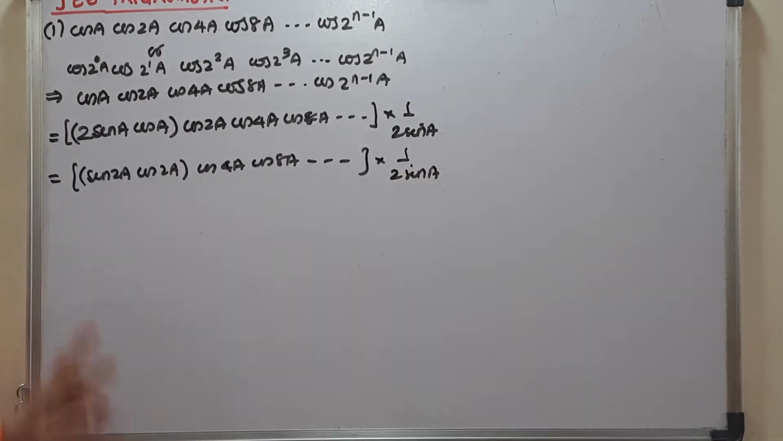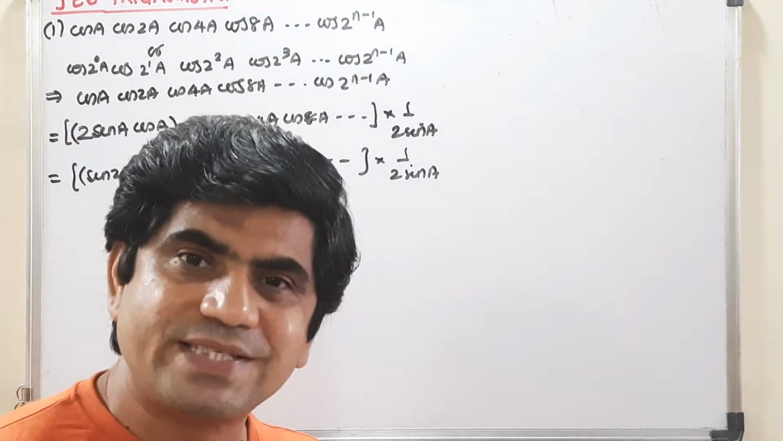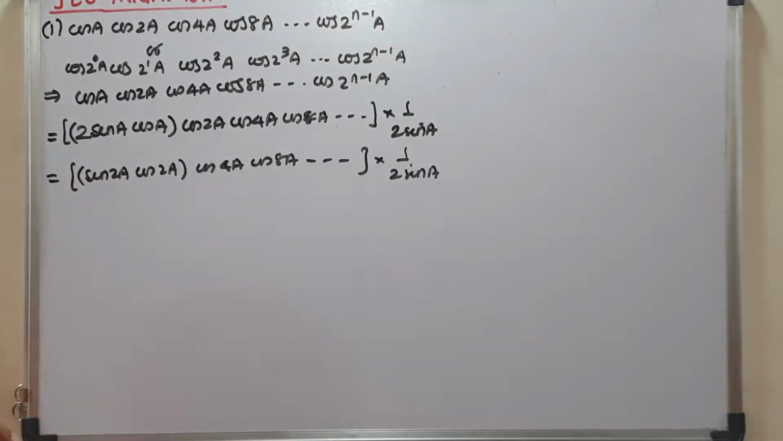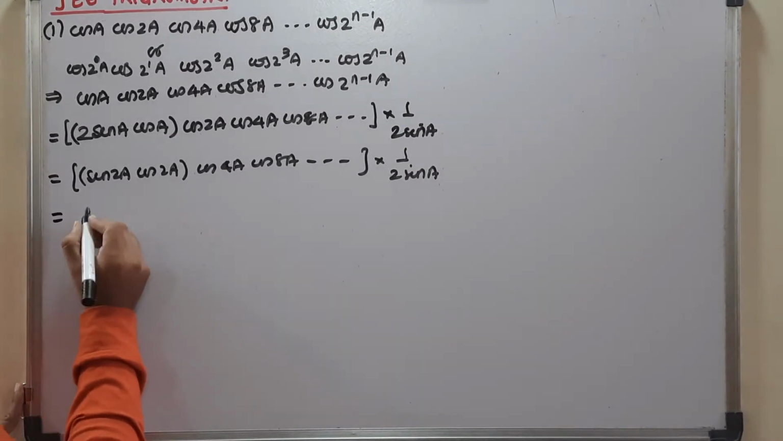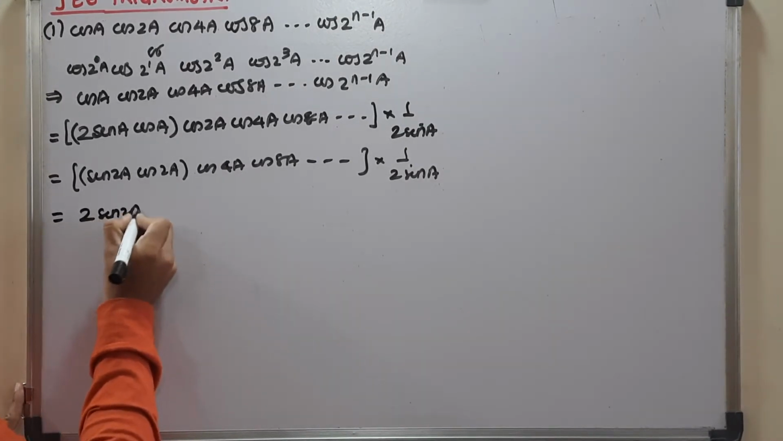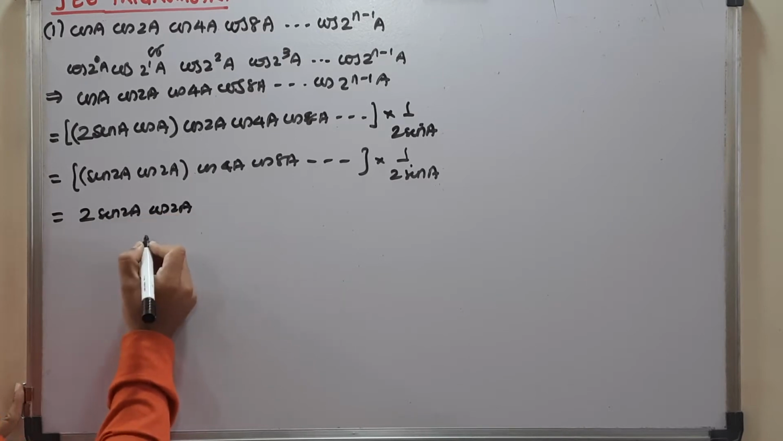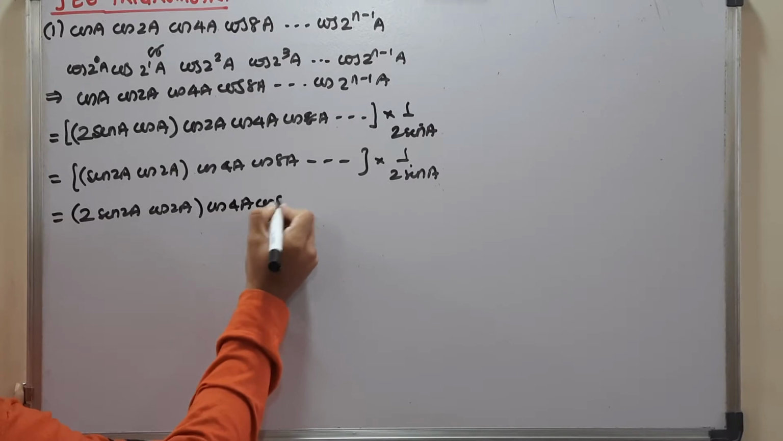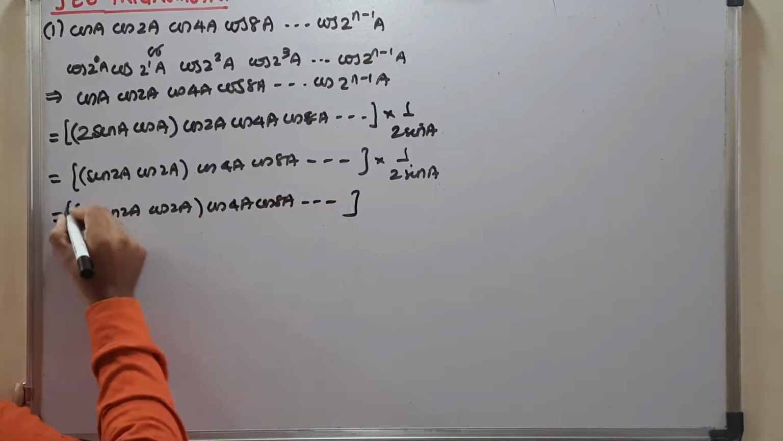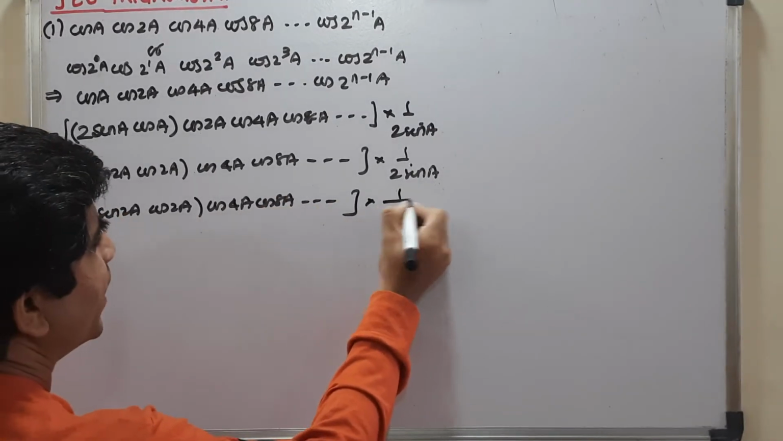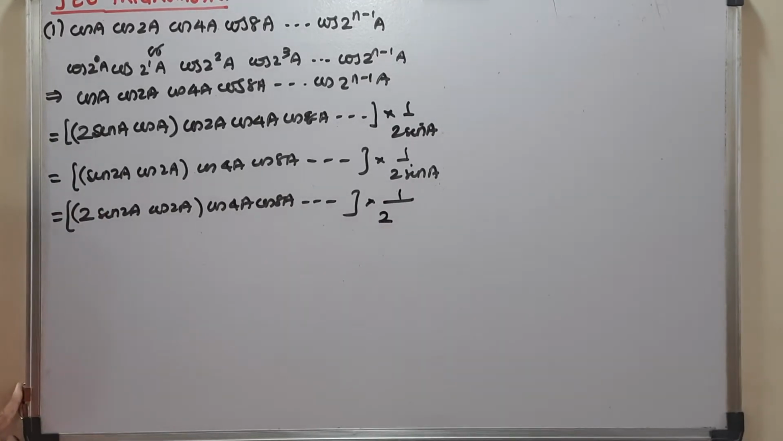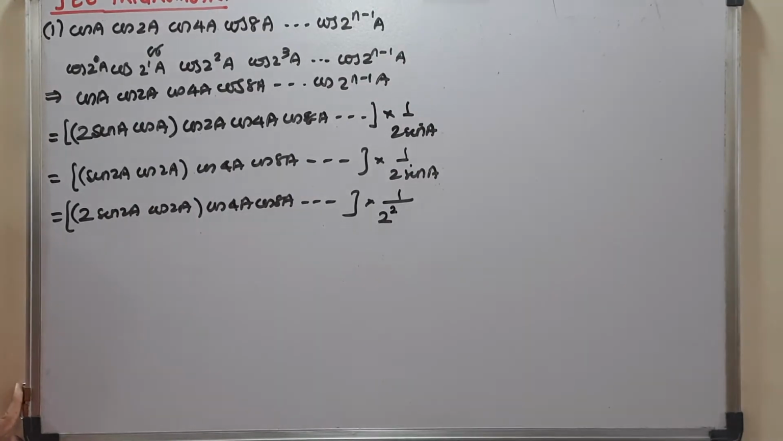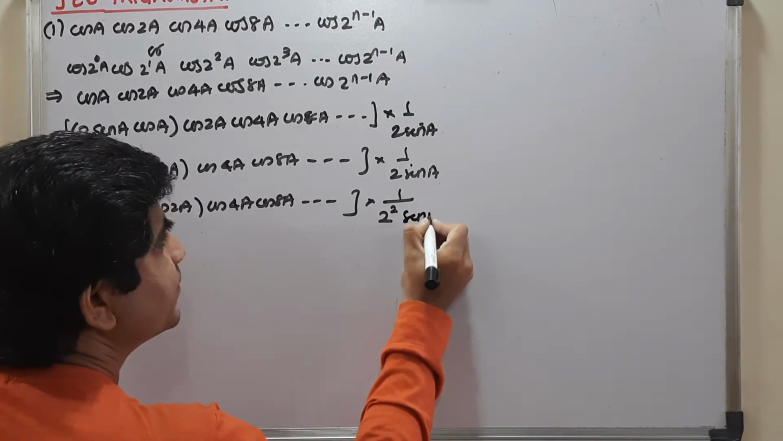Now again I got sin 2A and cos 2A. The missing part over here is 2. So that 2 I am getting here. So I get 2 sin 2A cos 2A into cos 4A, cos 8A and so on. That is 1 by 2 into 2, that is 2 square now, into 2 sin A.